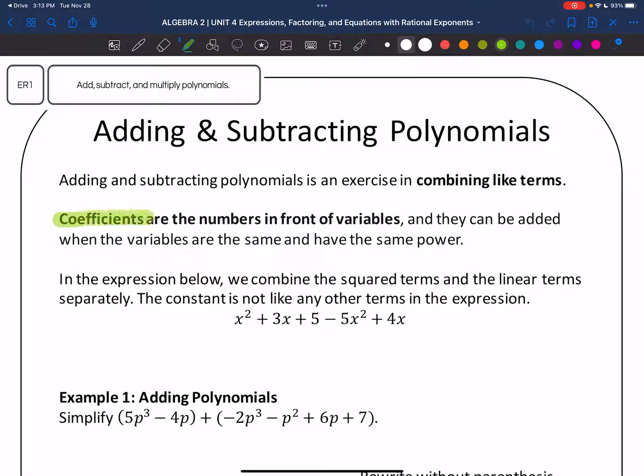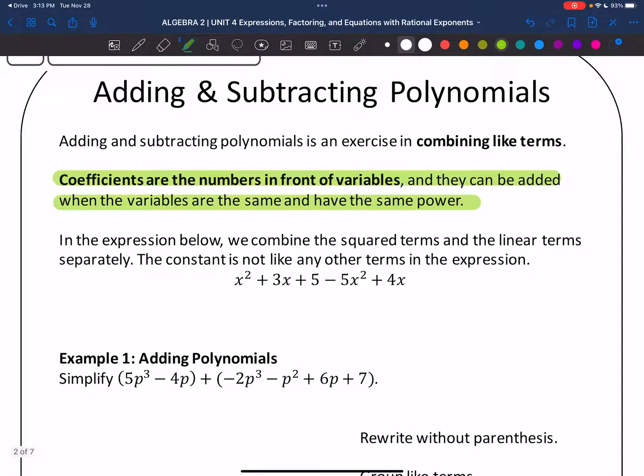That, ladies and gentlemen, is a big idea that I want for us to highlight and keep in mind as we look at this expression down below. In this expression below, we are going to combine the squared terms, and then we'll combine the linear terms separately. Now, the constant is not like any other term in this expression. Let's see if we can identify those together.